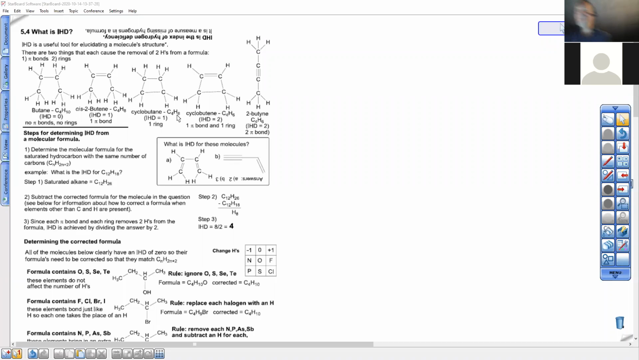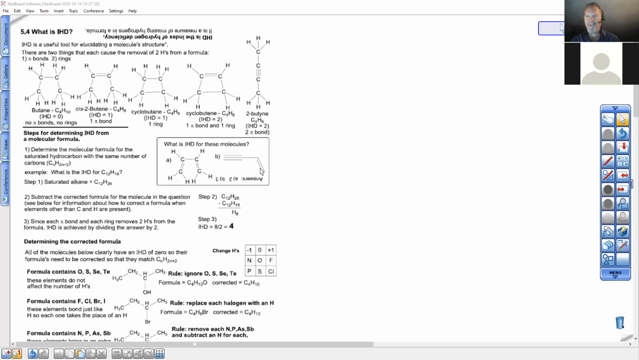So IHDs are caused by either rings or pi bonds, or both. This one has an IHD of 2. We made a pi and a ring. This one also has an IHD of 2. It has 2 pi. And these have IHDs of 2 and 3. Look, this has 2 pi's. Remember, the first bond's a sigma, and the others have to be pi. So 2 pi's there, 1 pi there, total is 3.